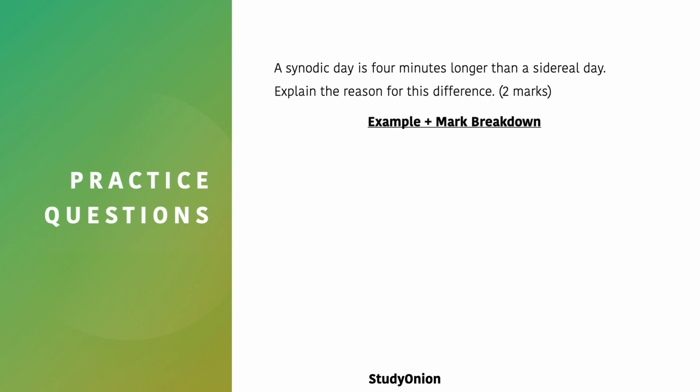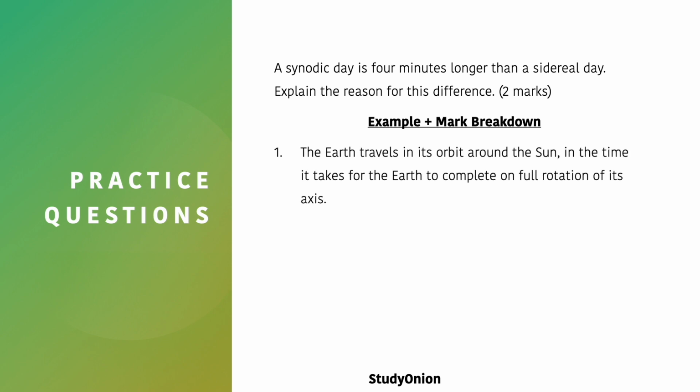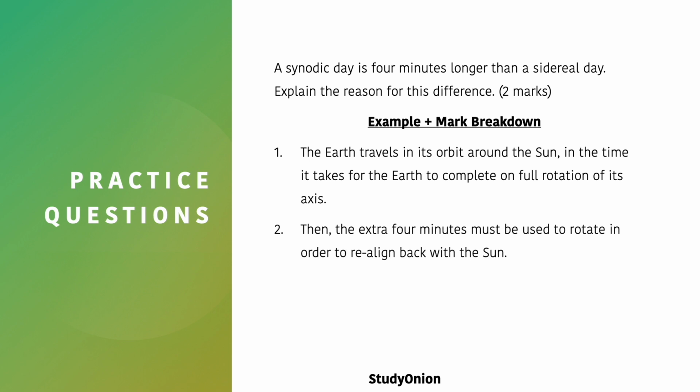So here is an example mark breakdown I wrote. The Earth travels in its orbit around the Sun in the time it takes for the Earth to complete a full rotation of its axis. Then, the extra 4 minutes are used to rotate in order to realign back with the Sun.